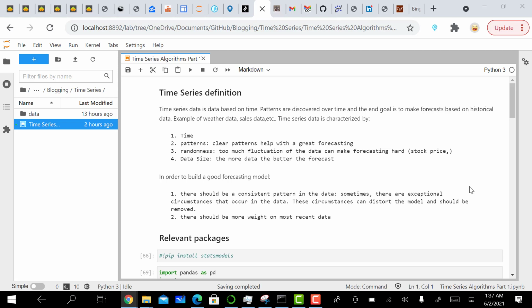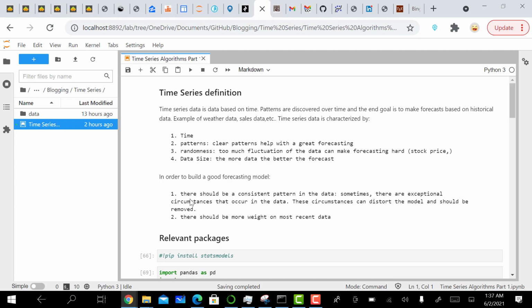And then you have the data size. The more data you have in your model, the better, because the more information you have to train your model, the better. When you build a forecast, it's always good to put more weight on the most recent data that you have, like the most recent years, and not on the earliest years.